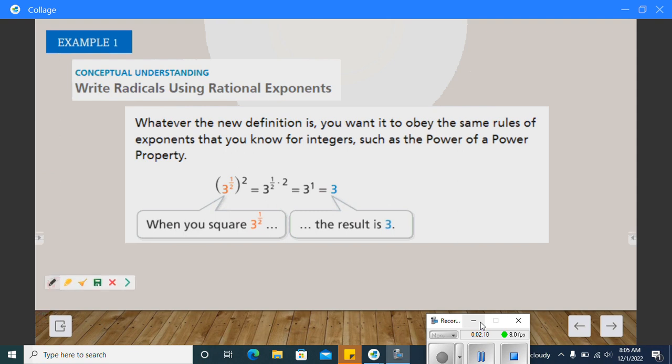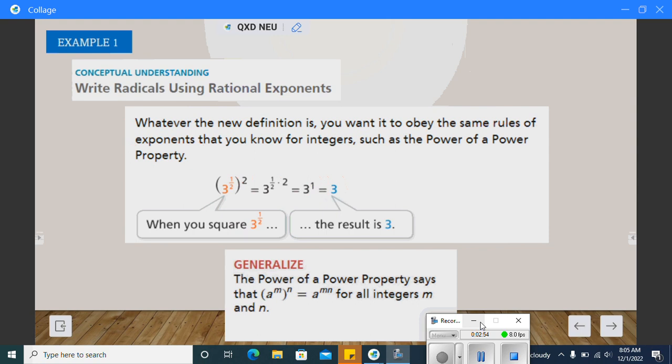Here's the first property of exponents. You have there a power of a power property. It means if there's a power and a power, you are going to multiply them. So that becomes 3 to the power of 1 because 1/2 times 2 is equal to 1. And 3 to the power of 1 is 3. I'm just showing you the power of a power property. So the power of a power property is you are going to multiply them.